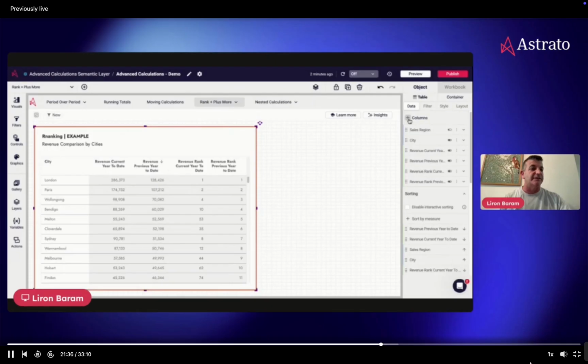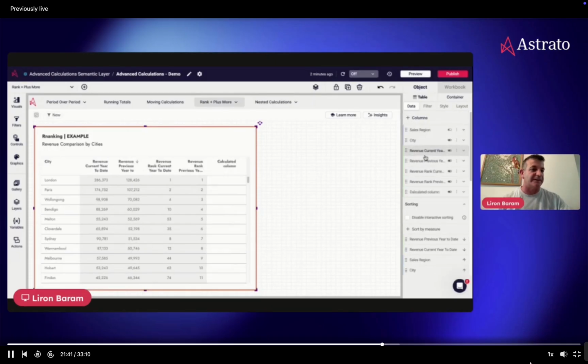So what I will use now is another kind of advanced calculation, which is calculated column, which is basically just allowing us to combine any other measures we already have in the table. So basically now we are going to combine two ranks. We will take the rank of current year to date and subtract the previous year to date ranking from it.